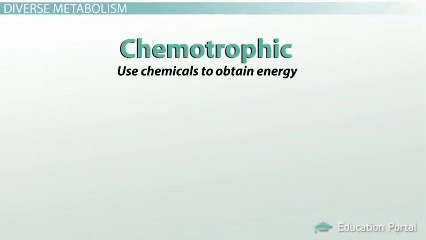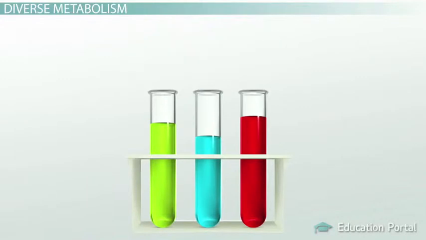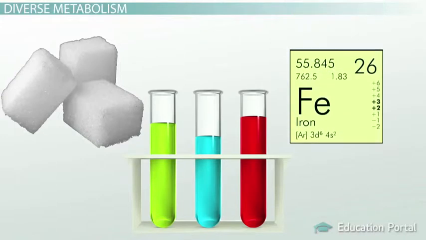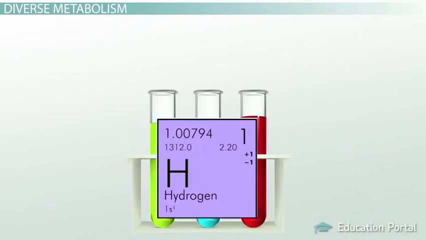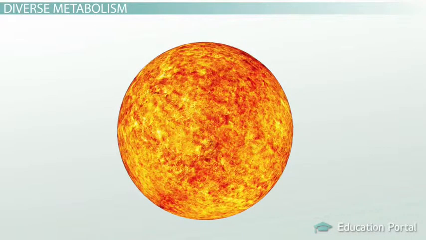All archaea are chemotrophic, meaning they use chemicals to obtain energy. Some use organic compounds, like sugars, while others use inorganic compounds, like iron. One of the most common inorganic energy sources used by archaea is hydrogen gas. An exception to the chemotrophic rule is halobacterium. It can also capture energy from light, kind of like photosynthesis, but not the typical form we associate with bacteria, algae, and plants.